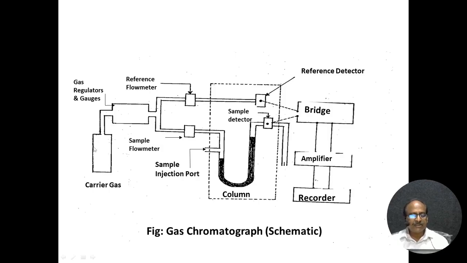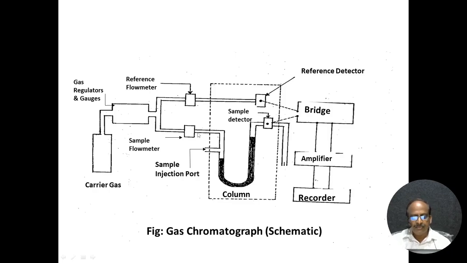We have the gas regulators. High pressure will be applied, then the reference flow meter, and then a sample flow meter. This is called the column. This is the most important part of your gas chromatography, and the number of theoretical plates also.